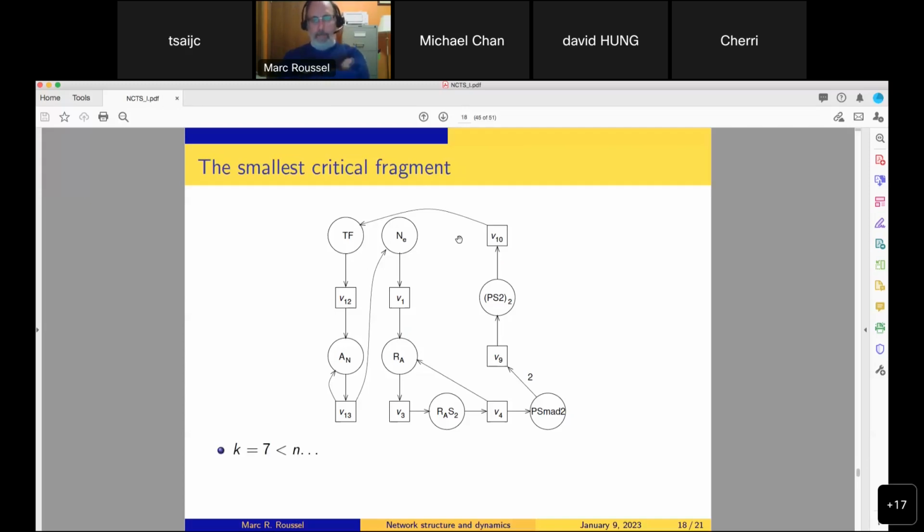So, as I was saying, this is a critical fragment with a K that's much smaller than N, and N is 13 in this model. There are 13 independent concentrations, and K is only 7. So what that tells you, strictly speaking, is you should have an Andronov-Hopf bifurcation. Which, it turns out that if you look around hard enough, you can find Andronov-Hopf bifurcations in this model.